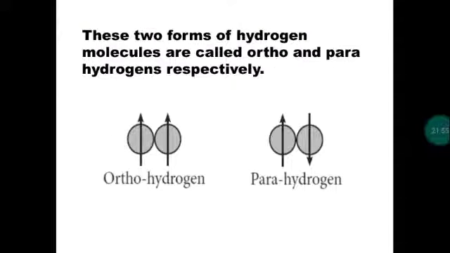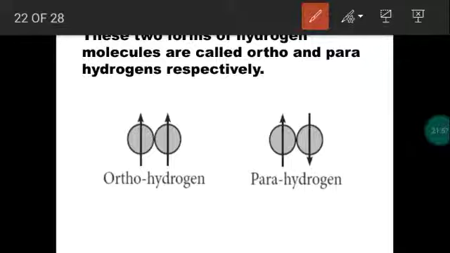Consider a hydrogen molecule. Two hydrogen atoms are combining together to form a molecule. When two hydrogen atoms combine, the nuclei of both the atoms can spin in one direction. So here, both the nuclei are spinning in the clockwise direction, right? So the spinning of both the nuclei of the hydrogen atoms in the hydrogen molecule is in the same direction, clockwise. So this hydrogen is called orthohydrogen.